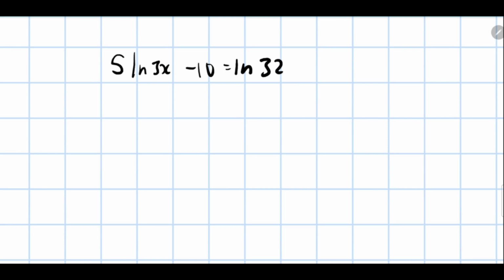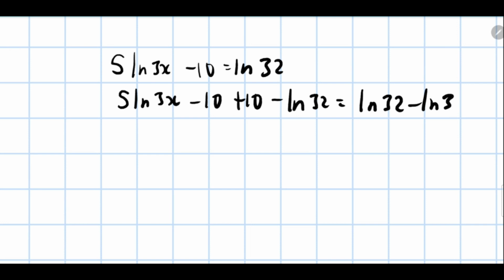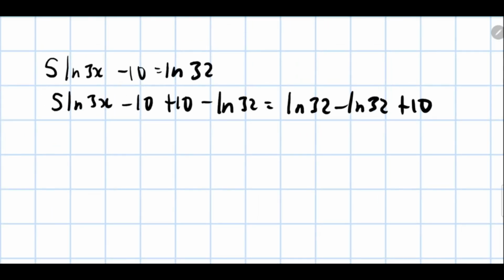It's a simple one, and to solve this we can rearrange the terms, grouping the ln terms first and the constant terms on the right hand side. Technically, I'll be adding 10 to both sides and subtracting ln 32 from both sides. So 5 ln 3x minus 10, I'll be adding 10 and subtracting ln 32. This is the same as on my right hand side over here.